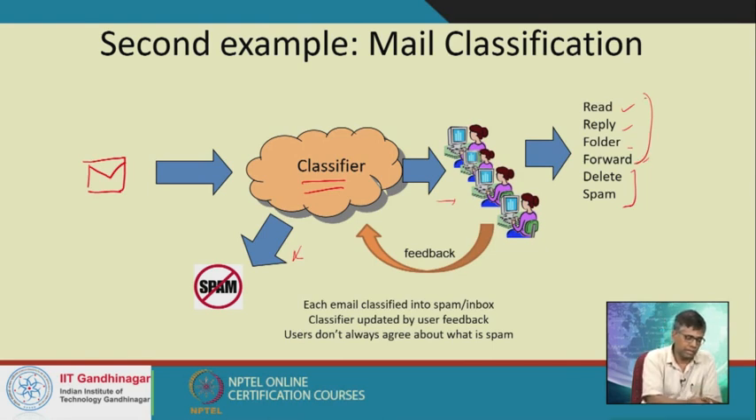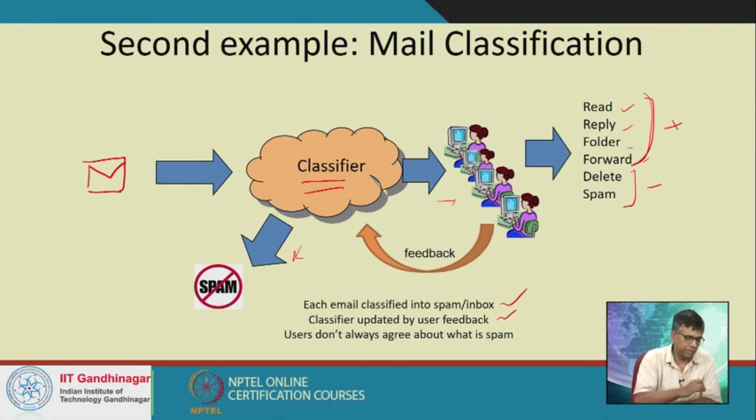So it's possible that I take these as the positive feedback and these as the negative feedback on the email, right? And based on this feedback, I can retrain my classifier. Okay, so the things to keep in mind is that each email needs to be classified into the spam box or inbox, and therefore this has to be done in basically real time.